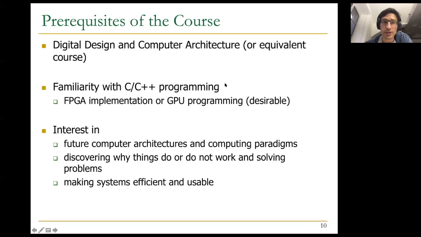So the prerequisites of the course, this is something you already know, probably because you read it before you enrolled. It's required to have some knowledge about digital design and computer architecture. Probably this is something that you all have, because you may have studied a similar course, if not with Professor Mutlu, with someone else, if not in ETH, somewhere else, but I'm pretty sure that you will have this knowledge. Then familiarity with C and C++ programming. This is usually very useful.